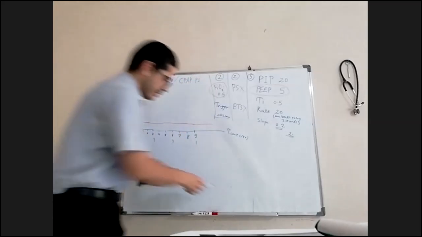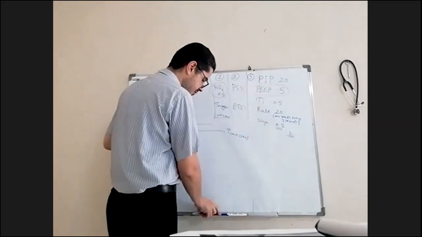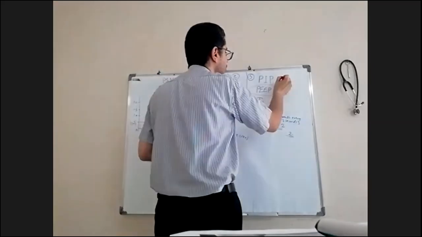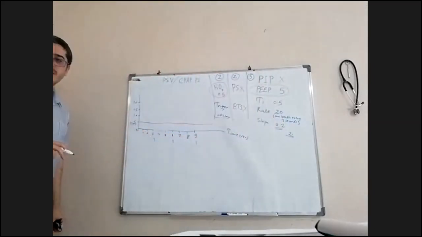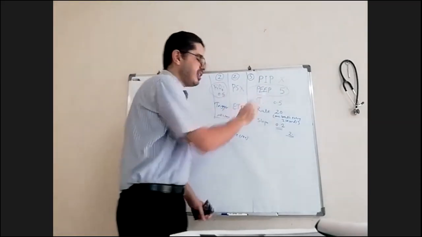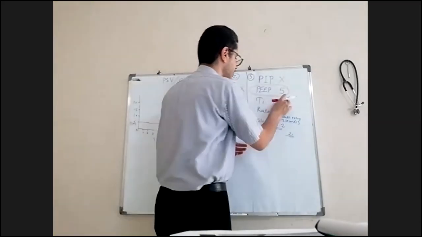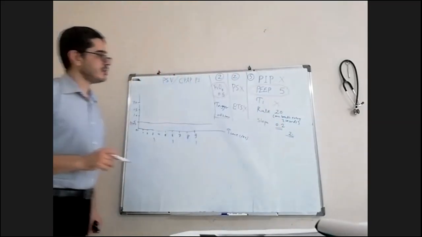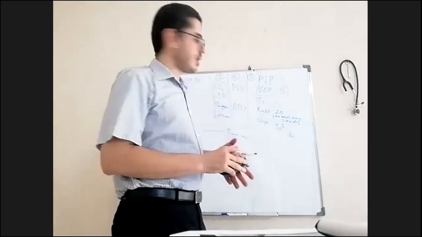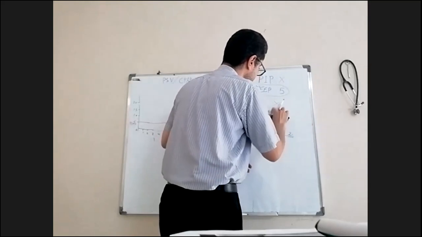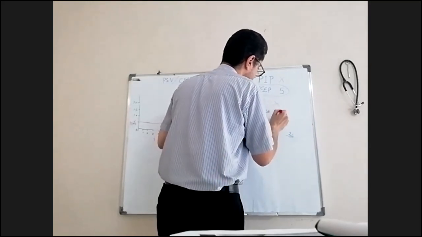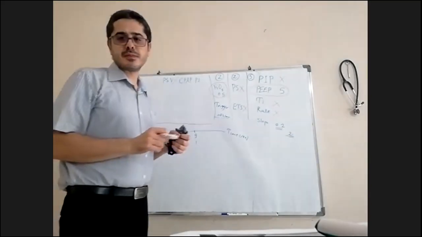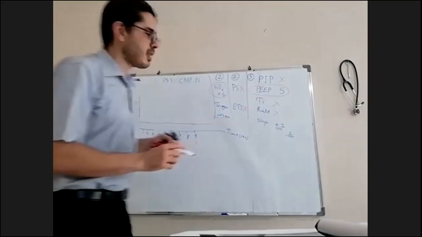So now, do you think I will have peak inspiratory pressure here? No. If I have pressure support ventilation, there is no peak inspiratory pressure. Do you think I have TI? There is no TI. Do you think there is a rate? There is no rate. Do you think there is slope? Yes, slope is still there.